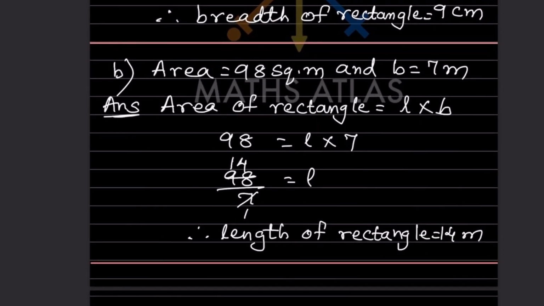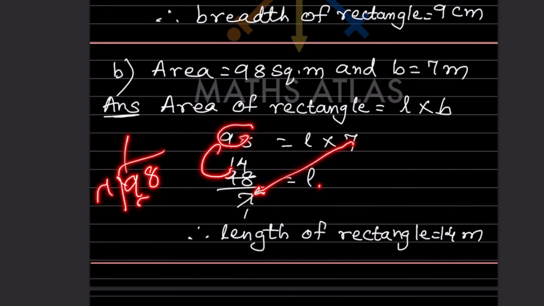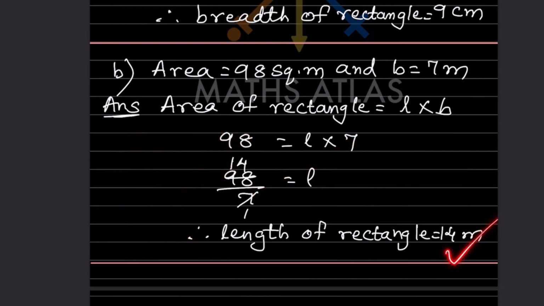The next one, what does it say? The area is given as 98 square meter and the breadth is 7, so you have to find the length. Again you start with the formula. Area is 98, you don't know the length, the breadth is 7. So 98 goes here, and 7 goes in the denominator. That is the length, so 98 divided by 7. 7 ones are 7, then 28, 7 fours are 28. So 14. The length of the rectangle is 14 meter.